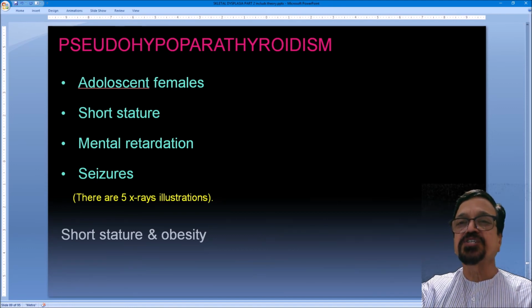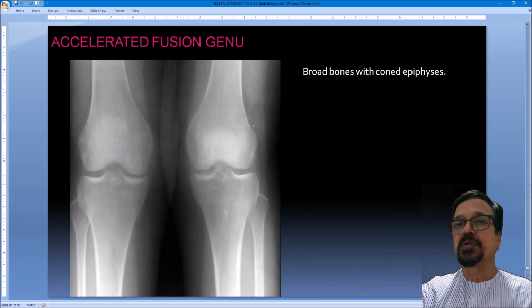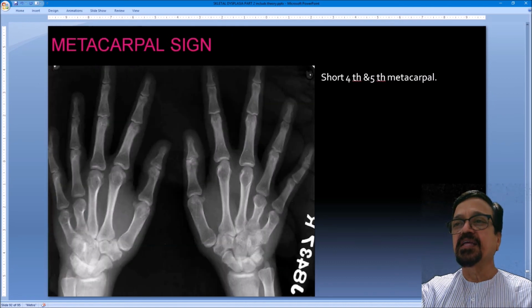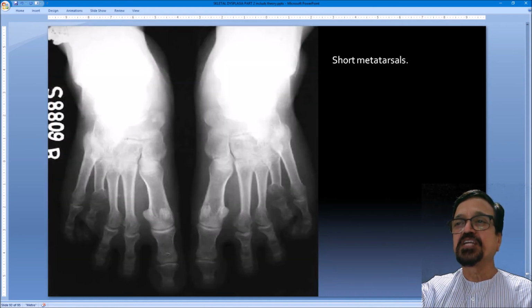Often patients are short stature and obese. There is accelerated fusion of the epiphyses, broad bones with coned epiphyses. Then the metacarpal sign is here. There are short 4th and 5th metacarpals seen. Here we are showing short metatarsals.